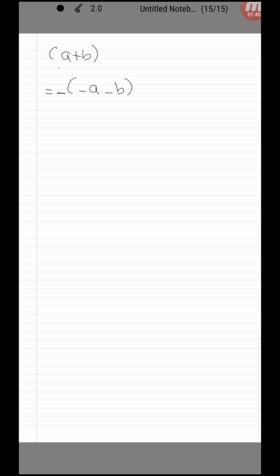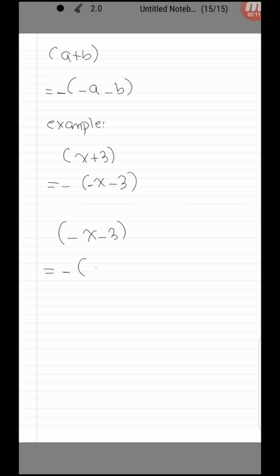So the sign of each term will change. So for example, x plus 3, if I take minus as a common factor, it will become minus x minus 3. X will become minus x, and plus 3 will become minus 3. Now, vice versa, if I have minus x minus 3, both negative, if I take minus as a common factor, they will become both positive, x plus 3. So the minus will change the sign of each term to become x plus 3.